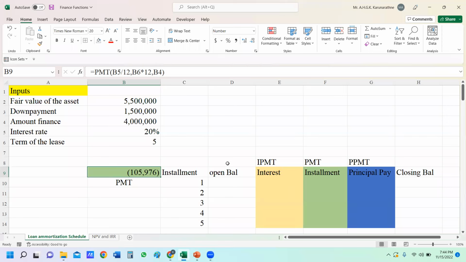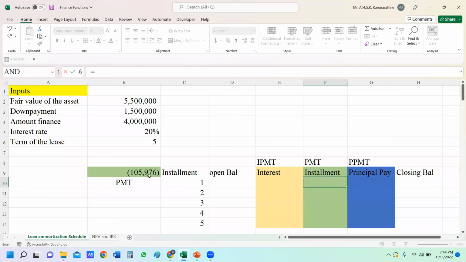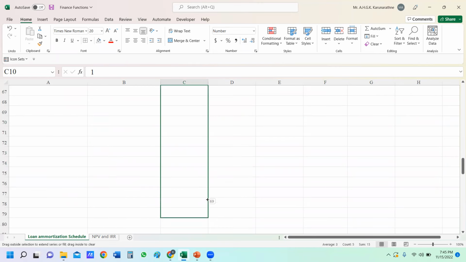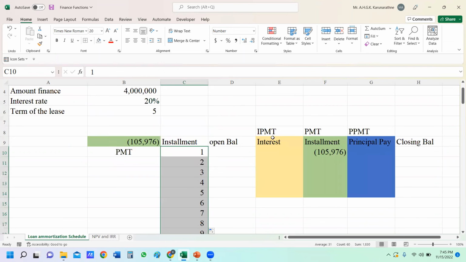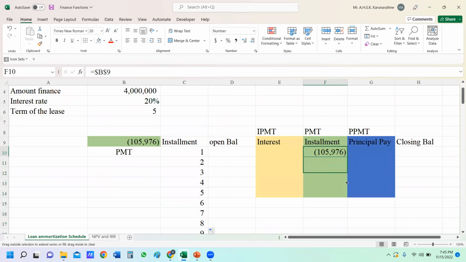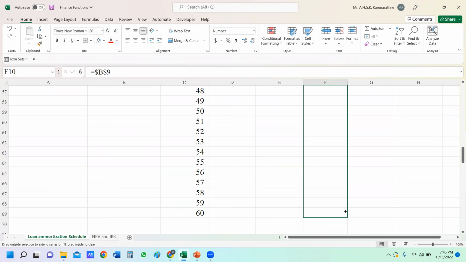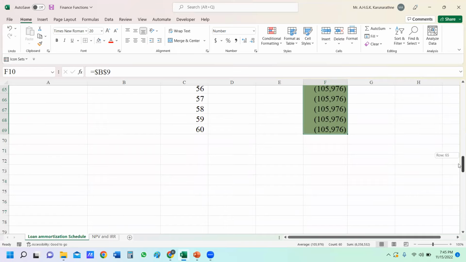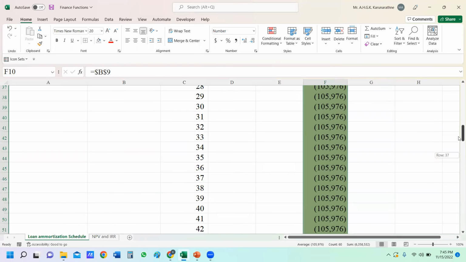So we can take it as the monthly loan installment. Make it constant by pressing F4. Now this time, how many installments? 60 installments. So you need to drag this up to 60 installments. So there will be 60 installments of 105,976 each.